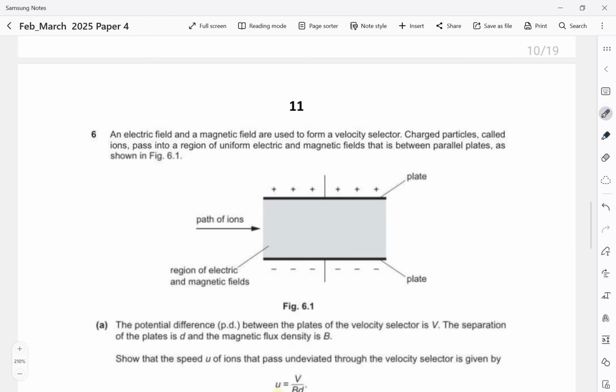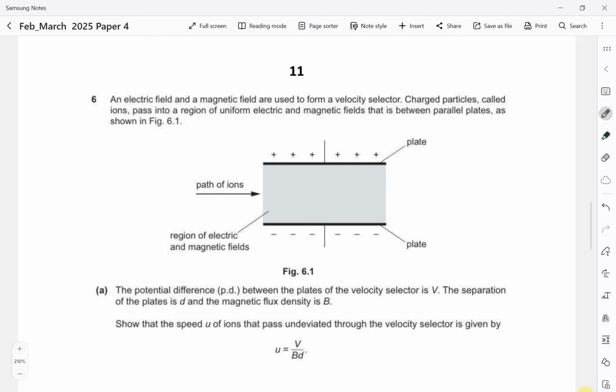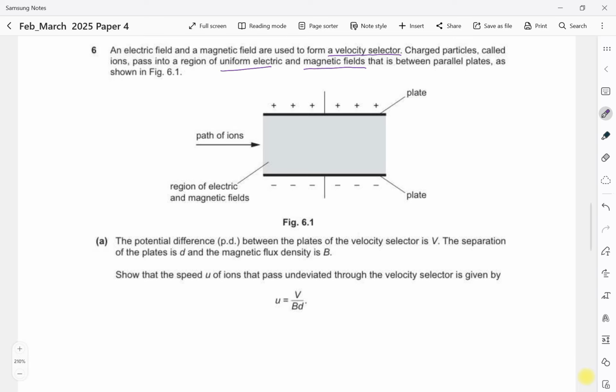Question 6. An electric field and a magnetic field are used to form a velocity selector. Of course, a velocity selector is made up of crossed fields. Charged particles called ions pass into a region of uniform electric and magnetic fields between parallel plates as shown in the figure. Okay, so the electric field is downwards because it's always from high potential to low potential.